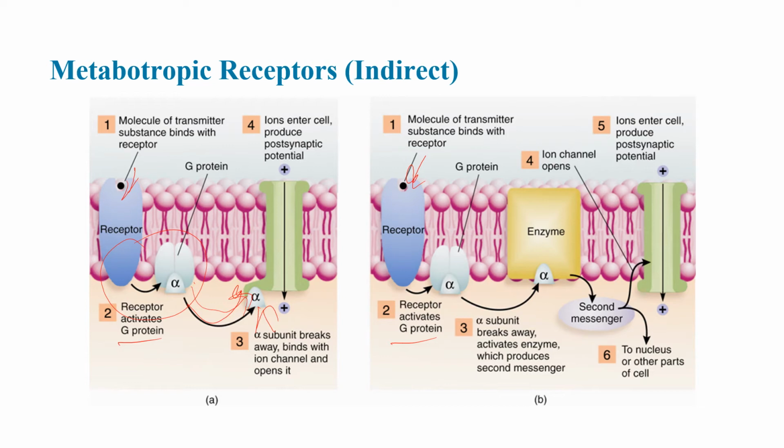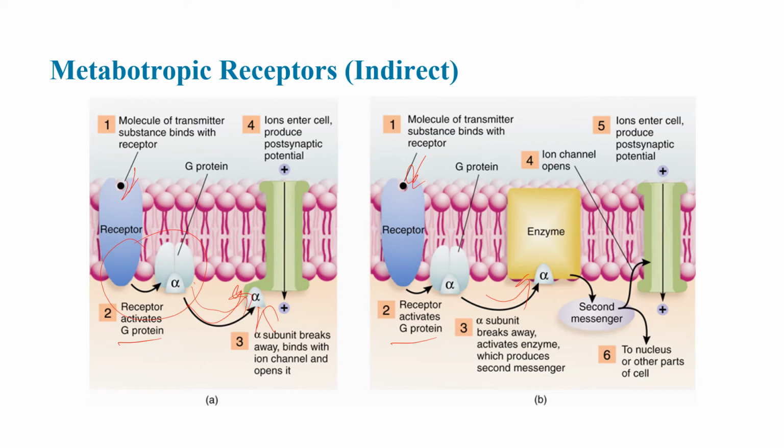All right, let's look at the other one that's even more complex. The neurotransmitter binds to a receptor. The receptor activates the G protein. The G protein breaks away and then, instead of going to the ion channel, activates an enzyme. It basically binds to a site that activates an enzyme. This enzyme produces a secondary messenger. The primary messenger is the neurotransmitter; the secondary messenger is what the enzyme releases.